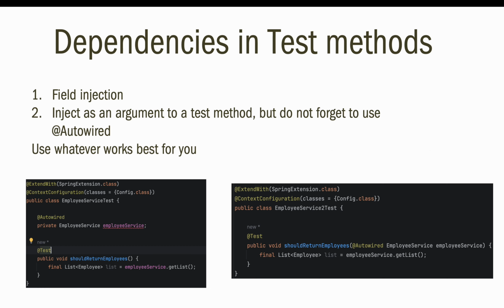In this video we are going to talk about test dependencies. So you might want to ask a question: how do I specify dependencies for my test classes? We know that in a normal bean in Spring, we have three methods of specifying dependencies. You can specify dependencies using field injection, using setter method injection, or using constructor injection.